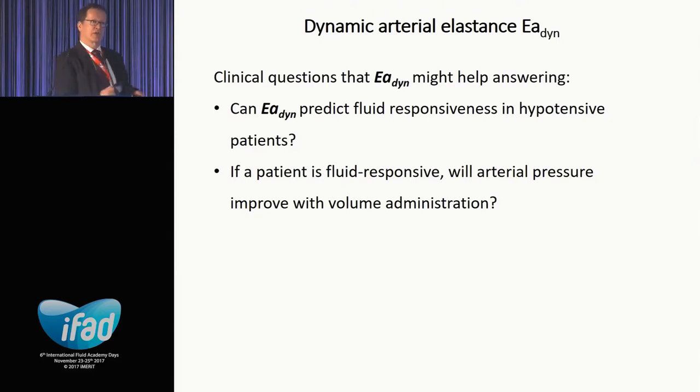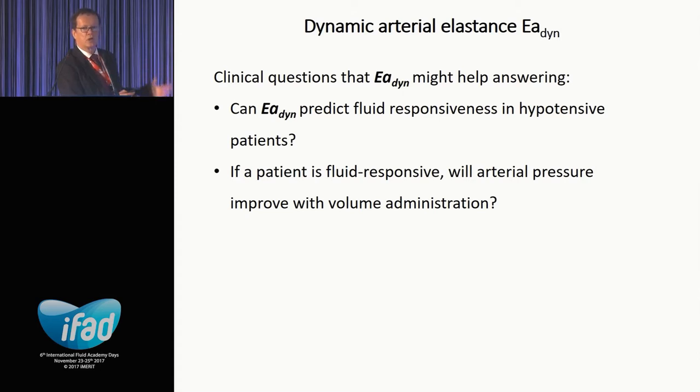Which questions can this variable answer? You can answer the question: can this dynamic arterial elastance predict fluid responsiveness in hypotensive patients? So if you give fluids to a hypotensive patient, will the pressure actually increase or not? And if a patient is fluid responsive, will arterial pressure improve with volume resuscitation? This is what you want to know.